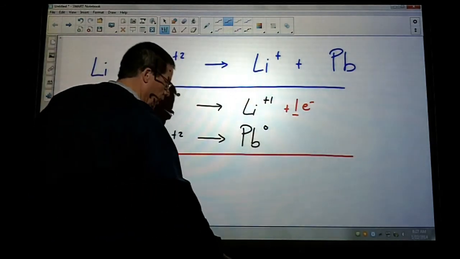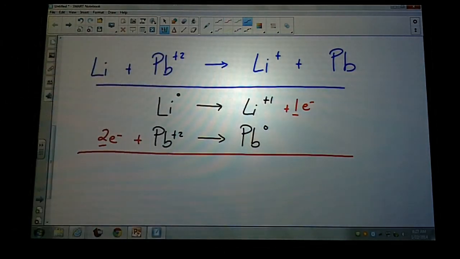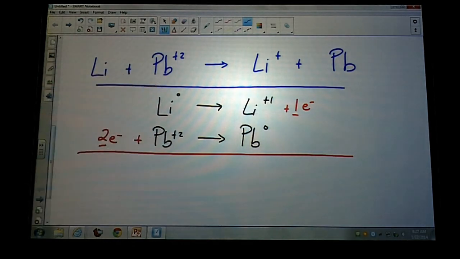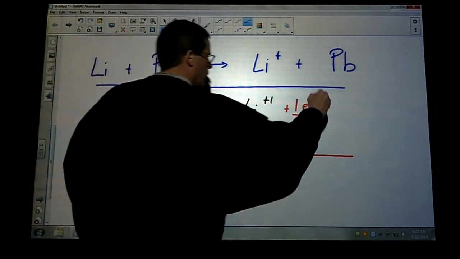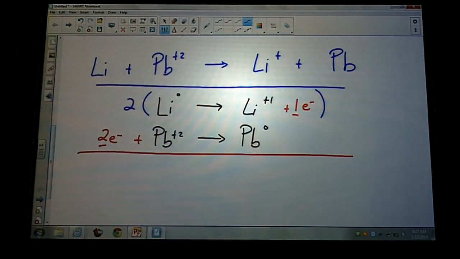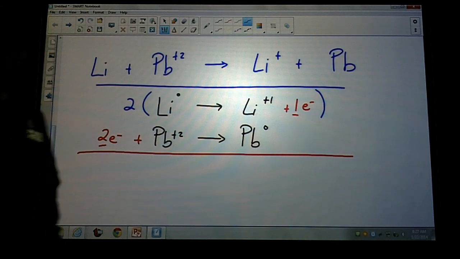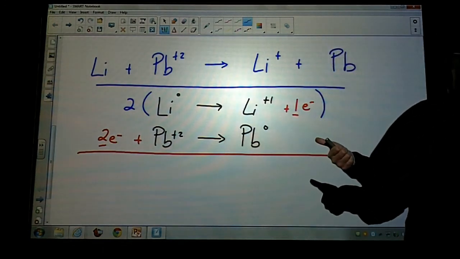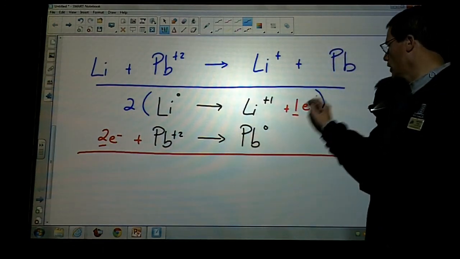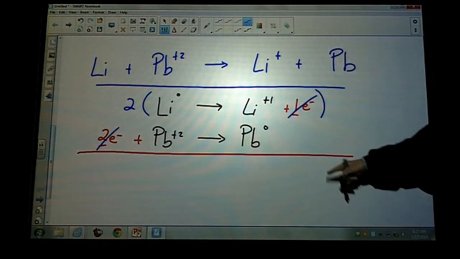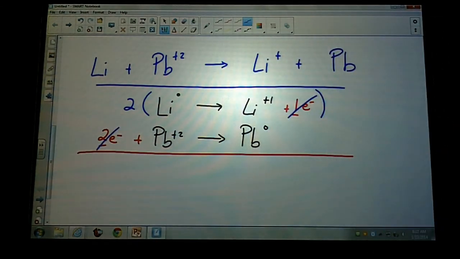All right. Now we've got something interesting. Do we have the same number of electrons on both sides? No. How can we do that? We multiply the top by 2 and the bottom by 1. Well, you don't need to multiply the bottom by 1. So now I have the same number of electrons, and we have to make sure our electrons are balanced out before we do anything else. So the electrons are now able to cancel. And what will my finished reaction look like?